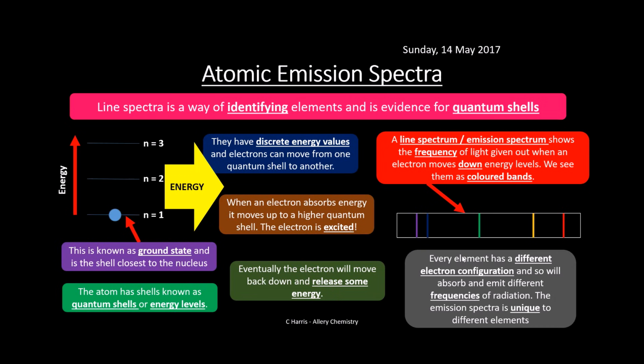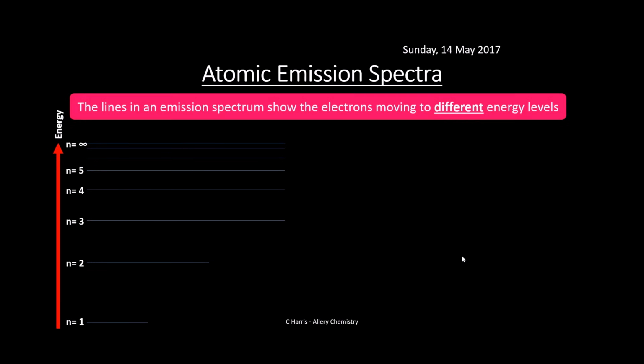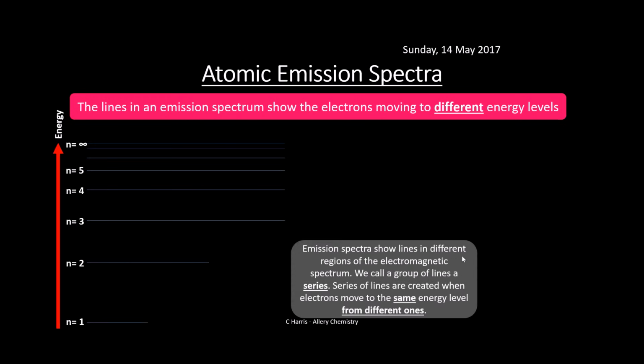So it is literally like a barcode for an element. Okay, so it is unique. So the lines on an emission spectrum show the electrons moving to different energy levels, okay? And I'm going to show you using this energy level diagram here, or quantum shell diagram, okay?